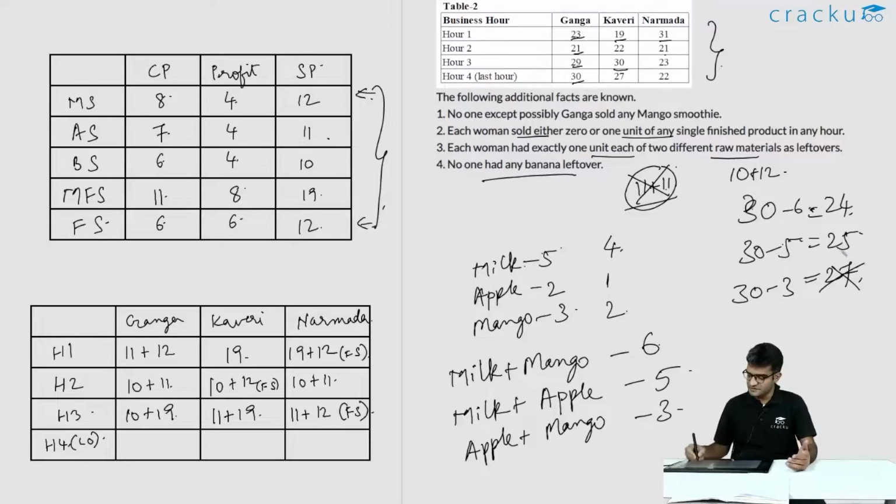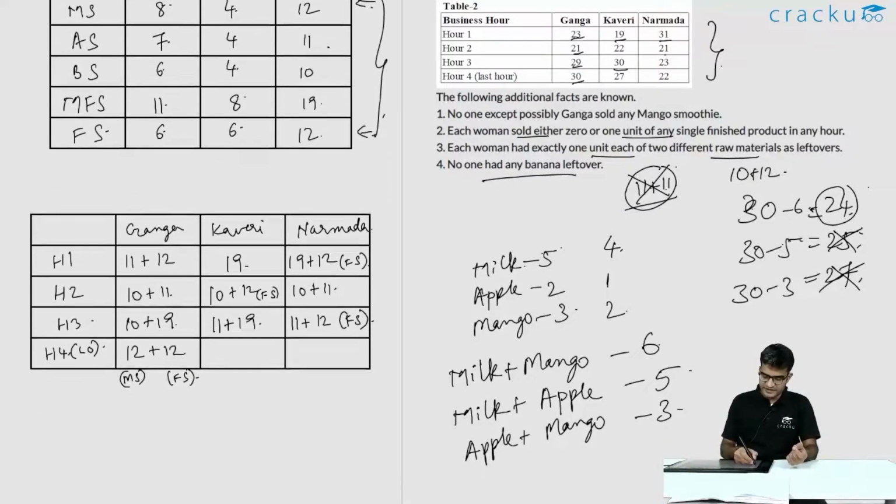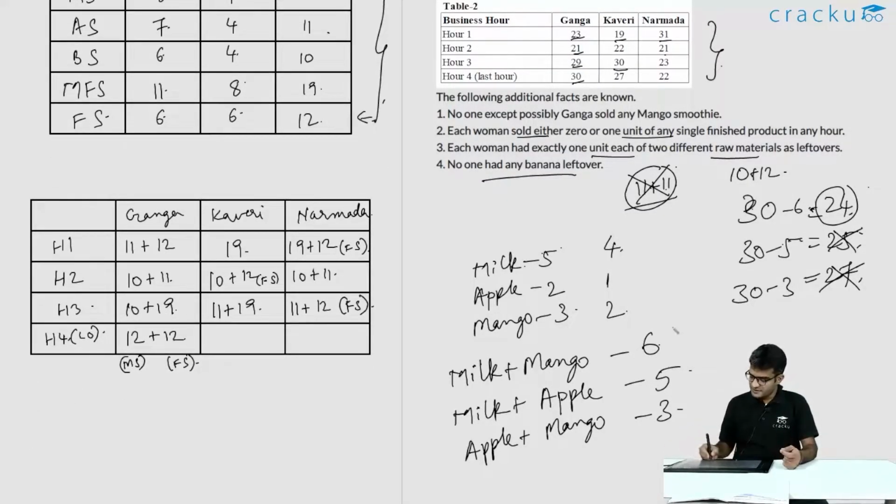Similarly, we can't express 25 as a sum of any of these numbers. But we can express 24 as the sum of 12 plus 12. So she sold 12 plus 12. Because both of these cannot be the same finished product, it would imply that one of them is the mango smoothie and one of them is the fruit salad. And we'll also infer that the leftover products that were sold by Ganga would cost 6 rupees, so that is milk and mango.